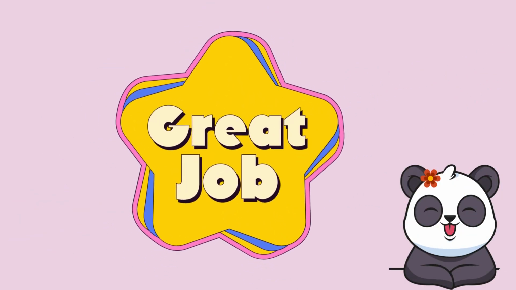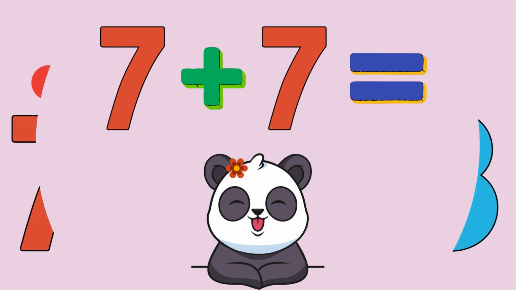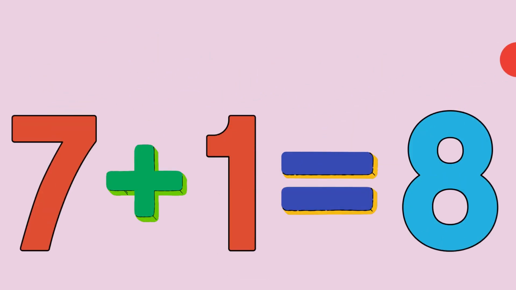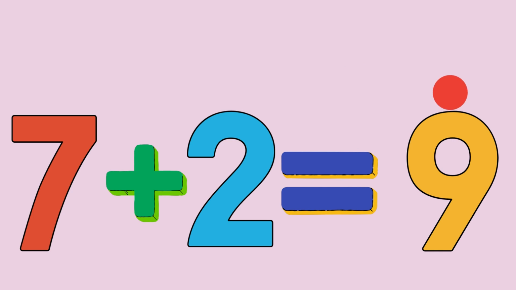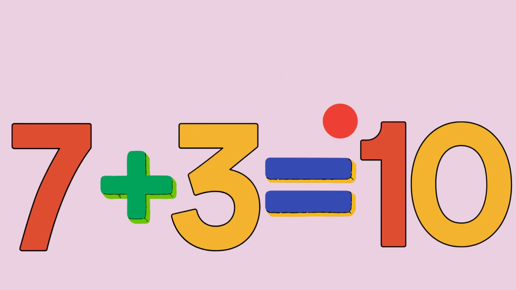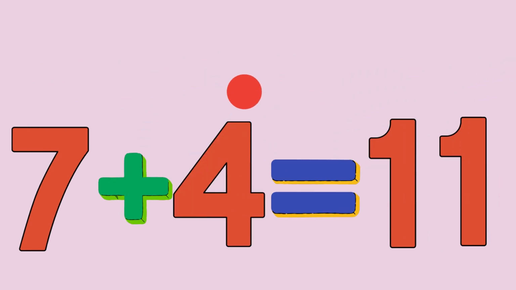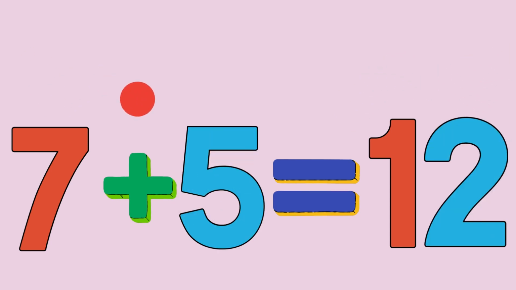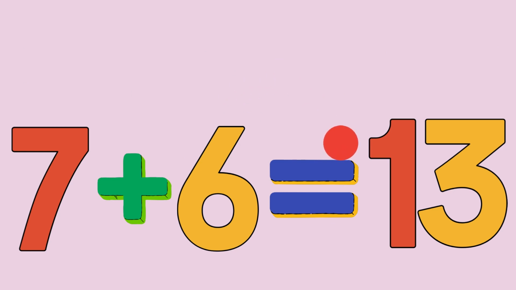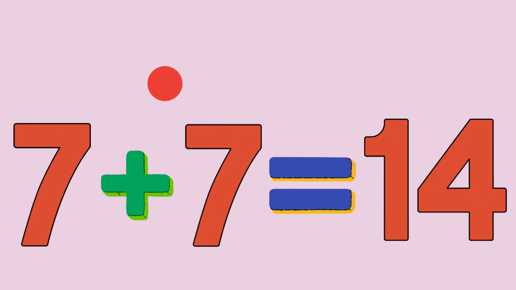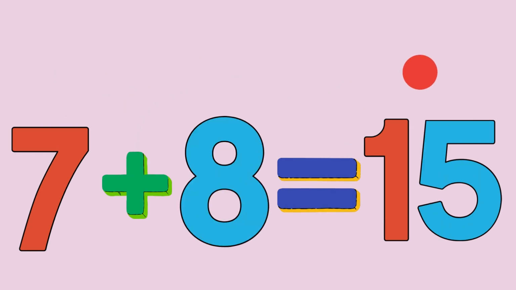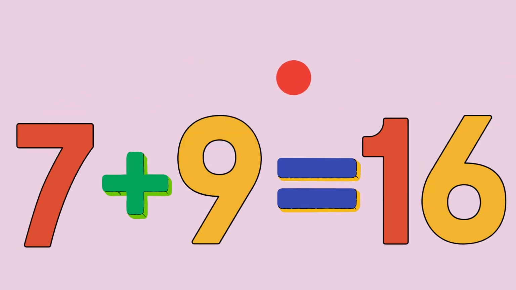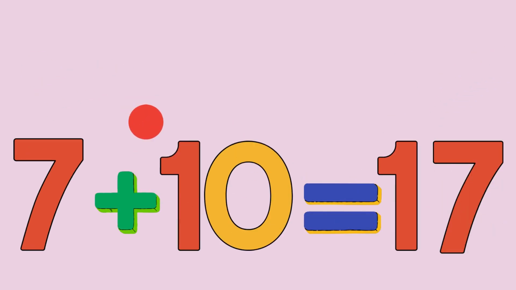That's great. Let's do table 7. 7 plus 1 is 8. 7 plus 2 is 9. 7 plus 3 is 10. 7 plus 4 is 11. 7 plus 5 is 12. 7 plus 6 is 13. 7 plus 7 is 14. 7 plus 8 is 15. 7 plus 9 is 16. 7 plus 10 is 17.